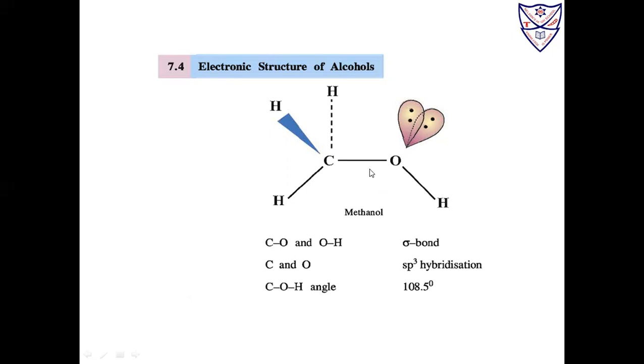So the carbon and the oxygen is having which hybridization? It's sp3 hybridization. This also we have studied in the 11th standard. Now the angle between the C-O and H is 108.5 degree. So you have to remember this angle. Fine. So this is the electronic structure of the alcohol. They are having a lone pair.